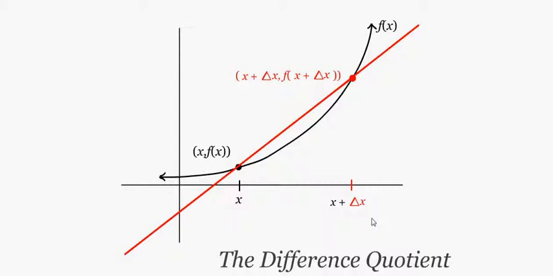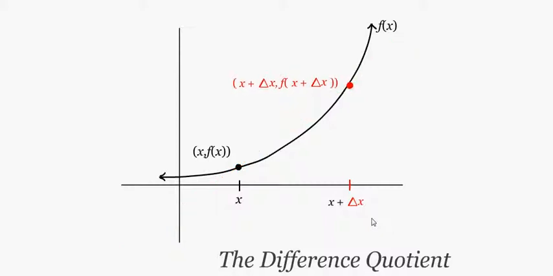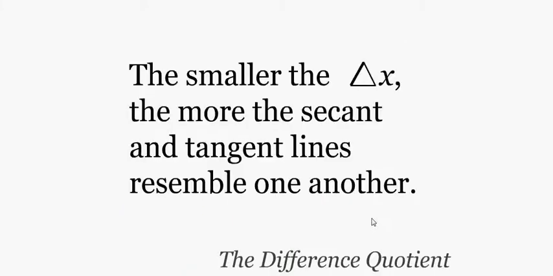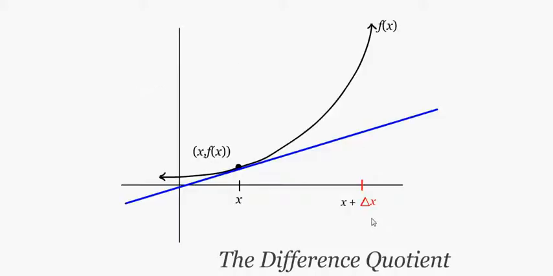Let's look at that graph again. What happens if I were to make delta x smaller? In other words, my second point will be closer to x than it was before. Now, if I draw the secant line connecting my original point to my new point, which is slightly closer, I will get a secant line which looks more like the tangent line than the previous one did. It's getting closer to it. In fact, the smaller delta x is, the closer this secant line will be to the tangent line. Watch on this animation as the delta x goes from really big to really small. The red secant line comes closer and closer to the blue tangent line.